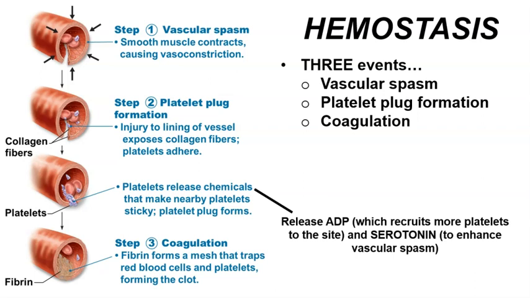Platelets that are encountering the break in the vessel become activated, and as a result of becoming activated, become very sticky. These sticky platelets will then release two substances. The first is ADP, which is going to cause more platelets to stick to the site, as well as a chemical called serotonin, which is going to enhance the vascular spasm that's occurring. And finally, during coagulation, a mesh made from a protein called fibrin forms when coagulant clotting factors are activated. This mesh is going to help reinforce the platelet plug until healing can occur.